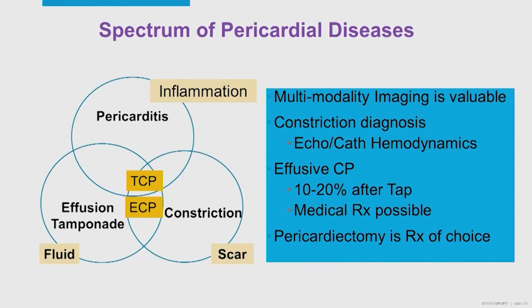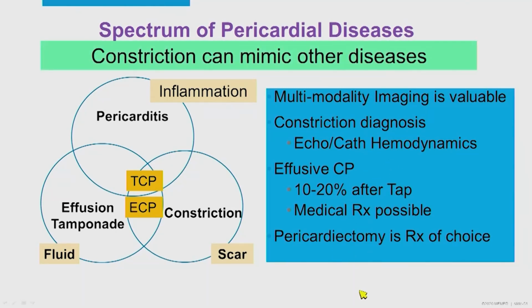And also you have to understand the effusive constriction. It happens up to 20%, and medical therapy is possible. But if nothing works, and no medical therapy is helpful, then you have to go through the pericardiectomy as a choice. But also in your practice and also the board exam, they are probably going to ask you about the mimicry, because constriction can mimic some other disease.